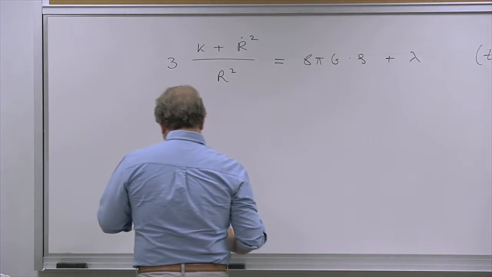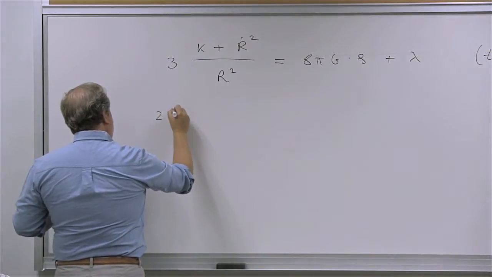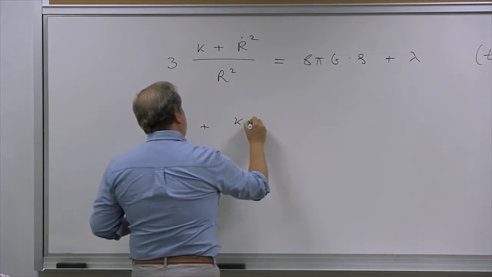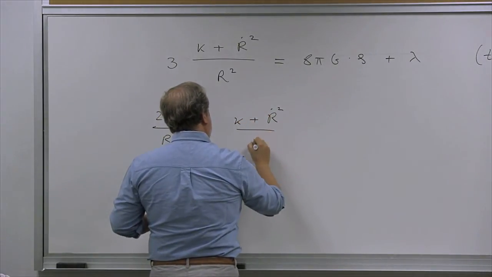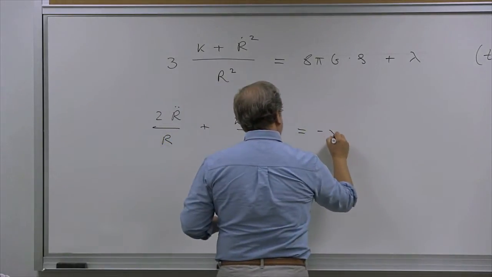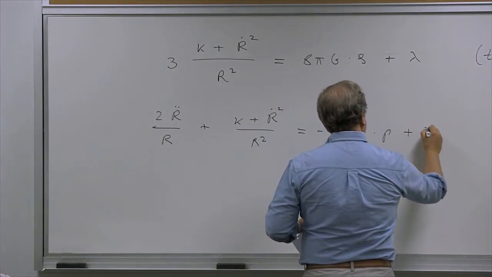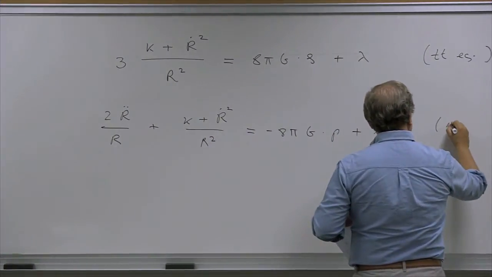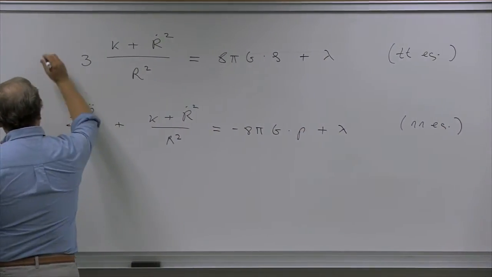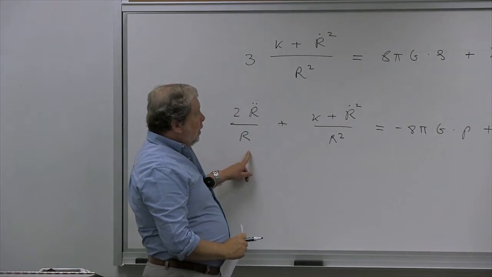So the second one is the RR equation, right? And so that is 2 r double dot divided by r plus k plus r dot squared divided by r squared is equal to minus 8 pi G times (the pressure plus lambda). So this is the RR equation. Right? So these are the 2 fundamental equations that you get out of Einstein's field equations.